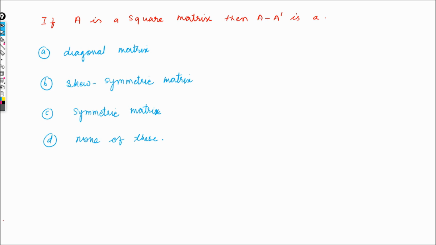So if A is a square matrix, then consider A minus A dash. Let us take the transpose of A minus A dash. This is equal to transpose of A minus transpose of A dash, which is A' minus the transpose of A', and transpose of A' means A. Take out minus, so A' minus A.